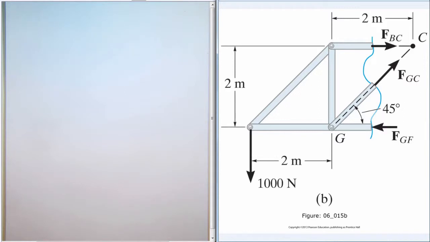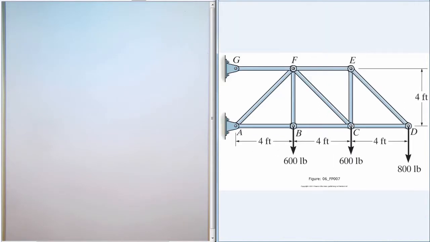On to a couple of example problems. Fundamental problem 6-7.